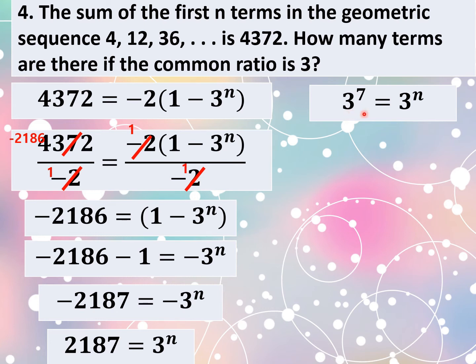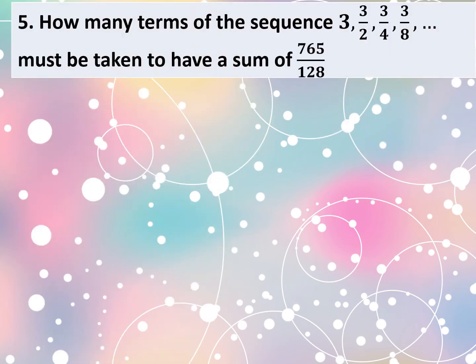So, since parehas na sila ng base na 3, we can now have our new equation na 7 is equal to n. So, sa madaling sabi, ang value ng n is 7 or ang 4,372 ay ang ating pang 7th term of our geometric sequence. Let's have the 5th example.